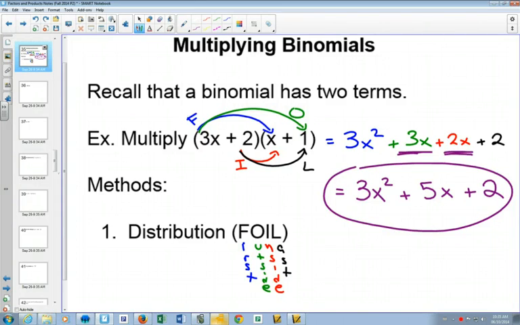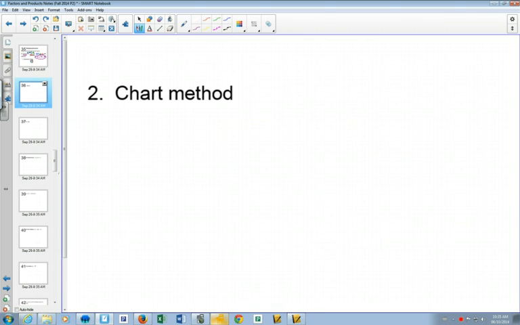So for multiplying binomials, sometimes you'll see the word multiply to begin with that tells you that you'll need to FOIL. Sometimes the command word will be expand. That also tells you that you'll need to FOIL and multiply it out. This is the most common method and the one that we would use the most. There are some other methods that I'll show you as well because they come in handy in different places.